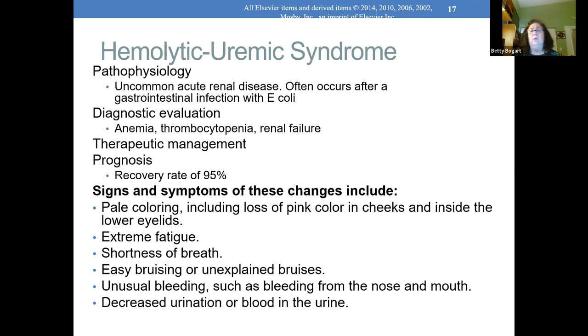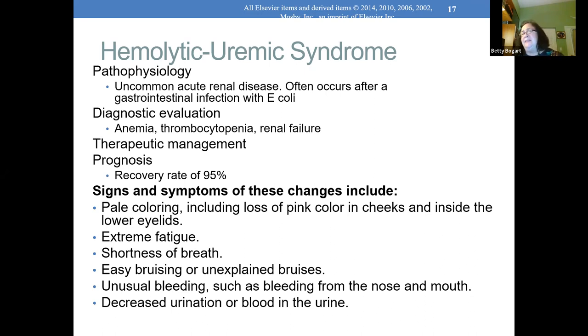So these children, we're going to see blood in their urine. And that's usually what we see. And then, of course, with the thrombocytopenia, the rashing, bleeding, nose, mouth, anywhere could be involved with it too. The only thing that's the difference with this is we're going to see that urine, no urine.